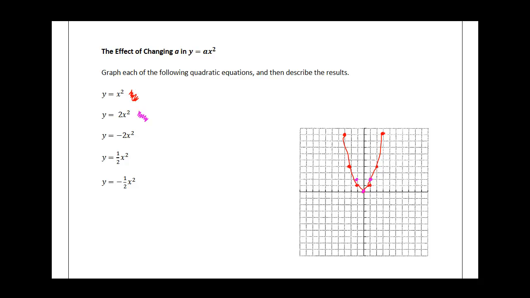If we plug in 2 now, we get 2 squared is 4. 4 times 2 is now 8. So our point will be here on either side. So our quadratic now looks a little skinnier, no? So in this case, when we multiply by a factor of 2, it stretched vertically.